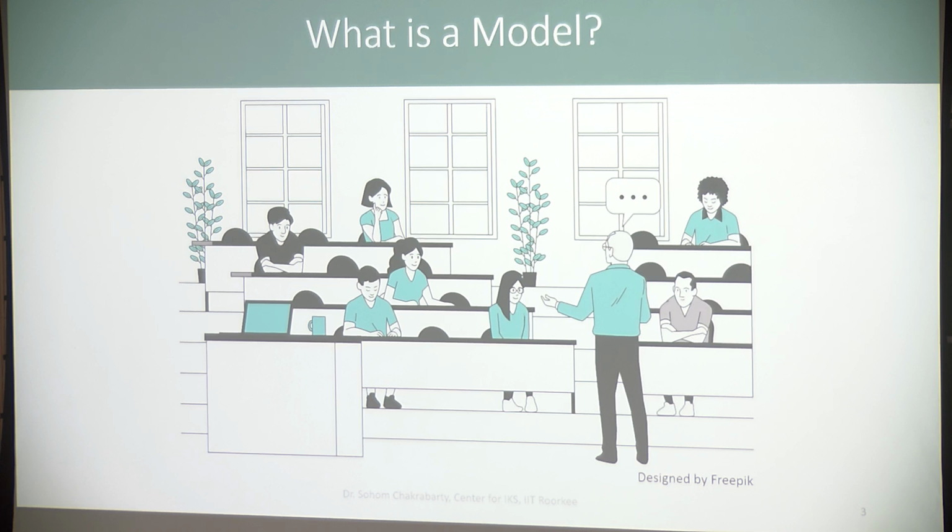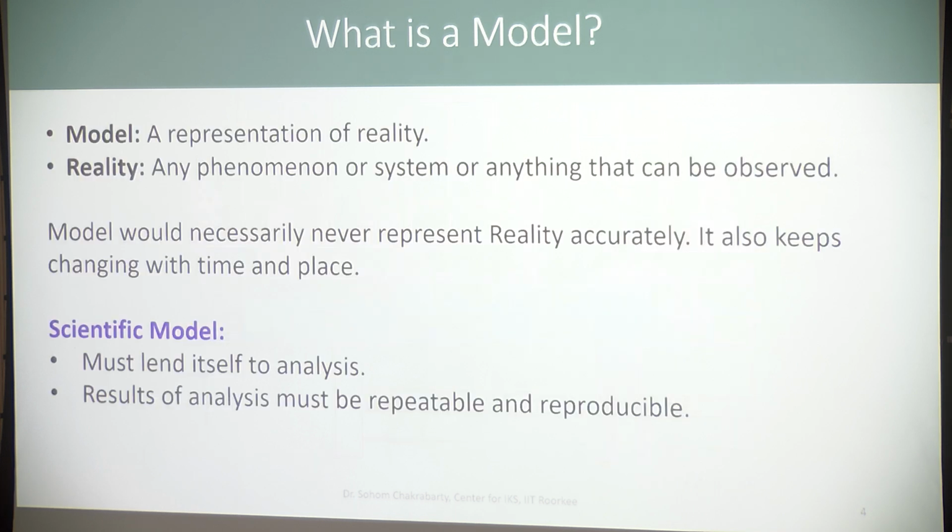Okay, so that is a model, very true. All of us understand because we work with models. So it's a representation of reality. And what is reality? Reality is any phenomenon or system or anything else that can be observed. This is how we may define reality. So what we observe, what can be observed, is reality.